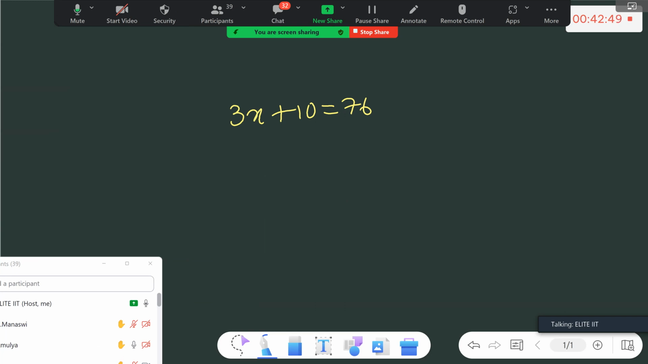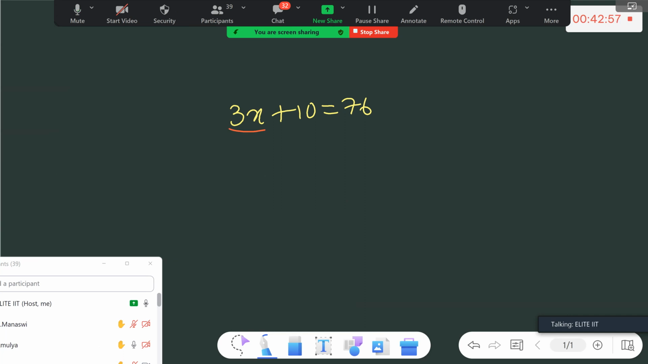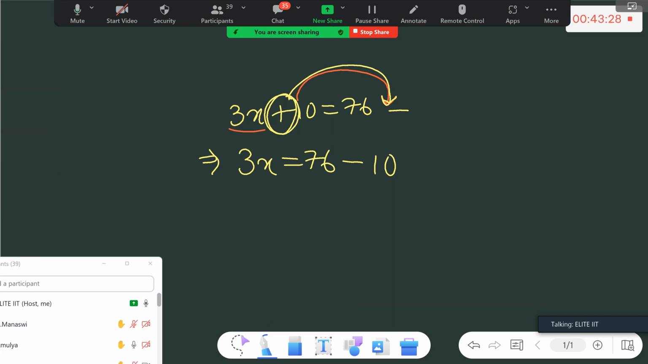Okay, you didn't understand from here. See, what we want to do is keep the x terms on the left hand side, and take the number terms to the right hand side. So here, if I keep 3x on the left hand side, now I have to take 10 to the right hand side. Now see, on the left hand side, 10 is plus 10. So if it goes to the right hand side, its sign will change to minus.